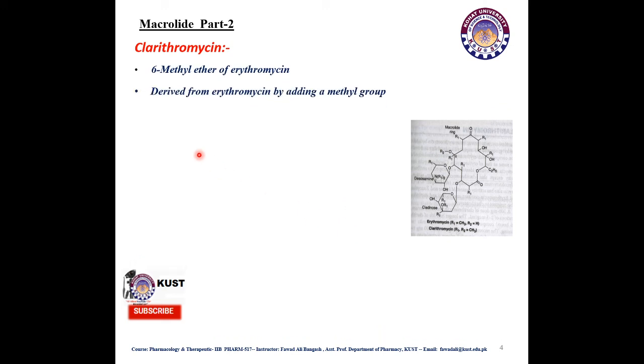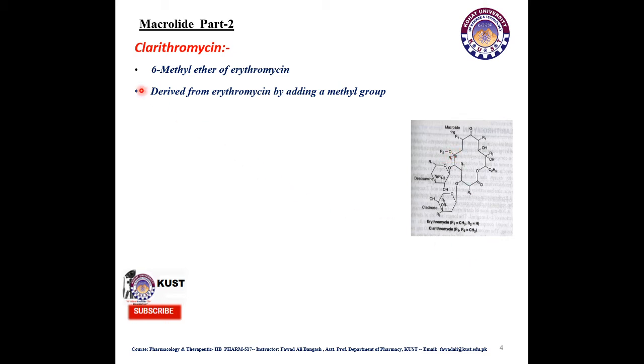So the chemistry: azithromycin is basically the 6-methyl ether of erythromycin, derived from erythromycin by adding a methyl group, like we discussed in the last lecture. The most important substituents on the macrolide nucleus are at the R1 and R2 positions. In erythromycin at R1 there is a methyl group and at R2 a simple hydrogen atom. But in the other, on both R1 and R2 substituents there is a methyl group.